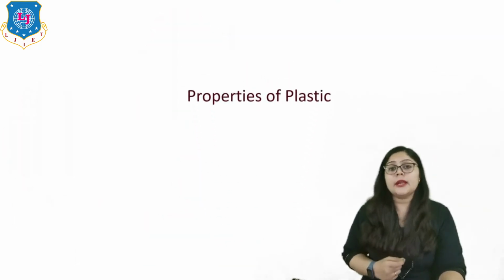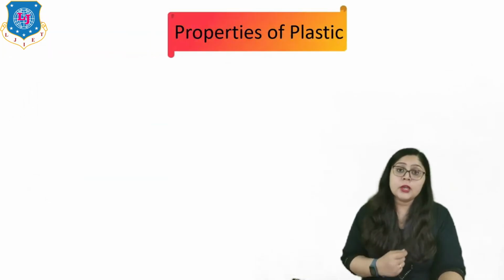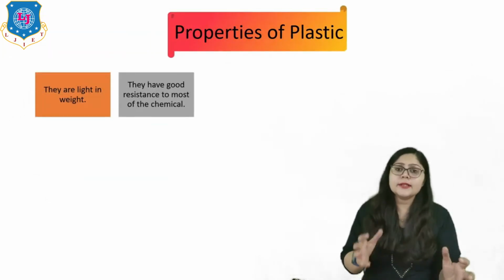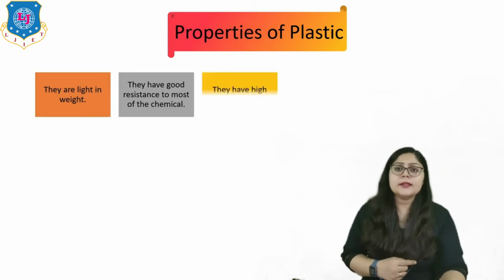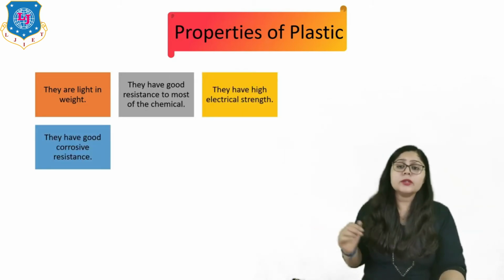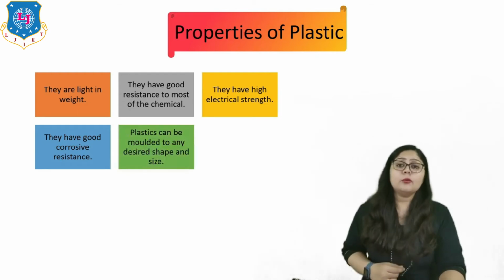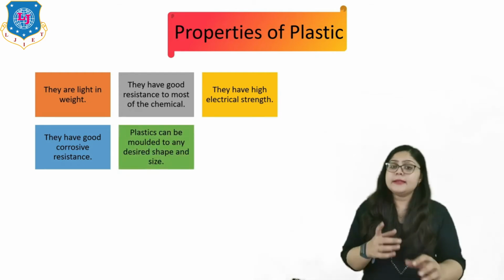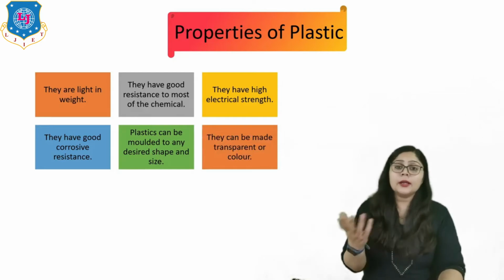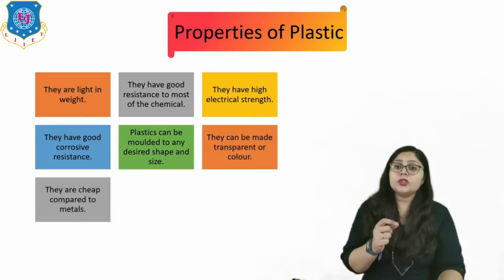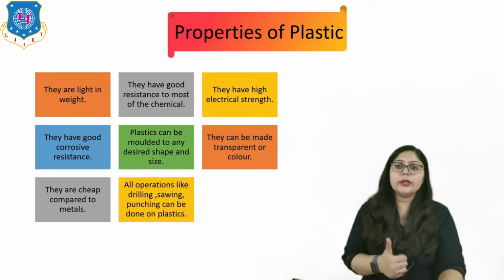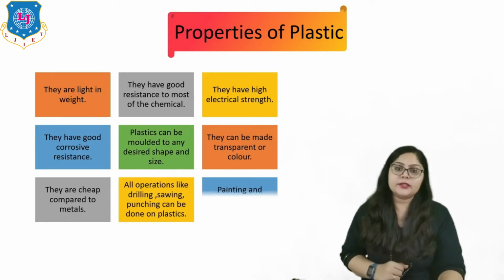Now let us understand the properties of plastic. So here I can say they are light in weight. Even they have a good resistance to most of the chemicals. They have a high electrical strength, right? They have good corrosion resistance. Plastic can be molded to any desired shape and size. That is the advantage. They can be made transparent or colored as per the requirement. They are cheap compared to metals. All operations like drilling, sewing, punching can be done on plastics, right?